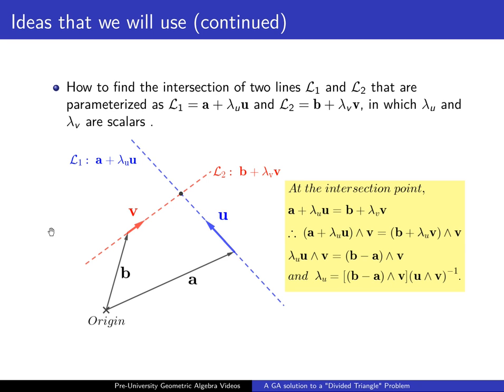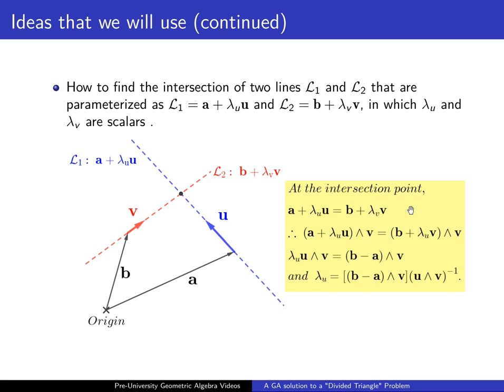A second idea that we will use is how to find the intersection of two lines that are parameterized as shown here. And I'll give you a few seconds just to read that. So the idea here is that the intersection point is simultaneously the vector A plus some specific scalar multiple of u, and is also the vector B plus some specific scalar multiple of v.